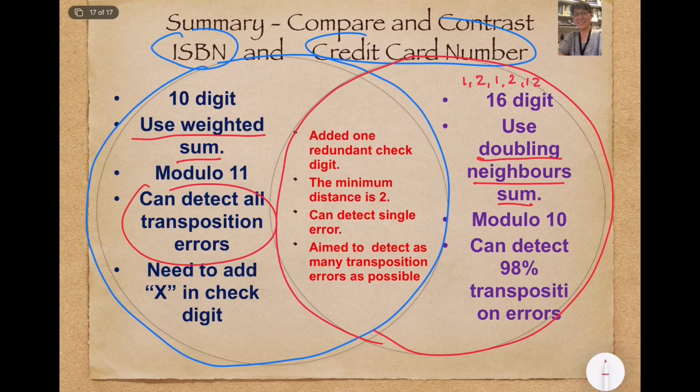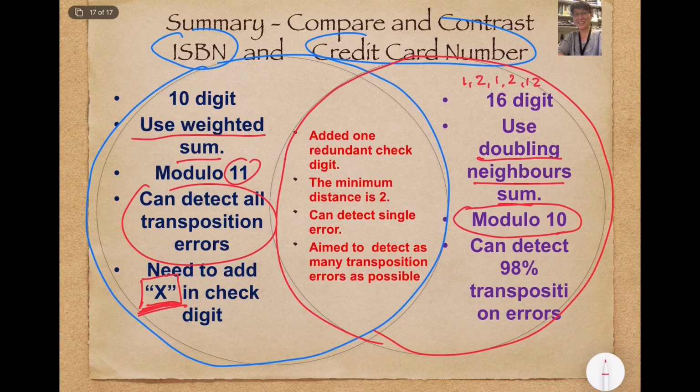But because we use mod 11, we need to add a special value to represent 10. With the credit card, we use mod 10, so we can't detect 100% of transposition errors. There is a very small proportion of cases we can't cover. But the advantage is we don't need to worry about 10 appearing in the check digit.